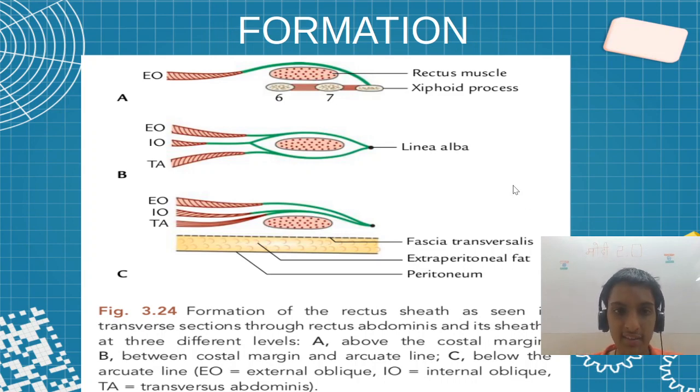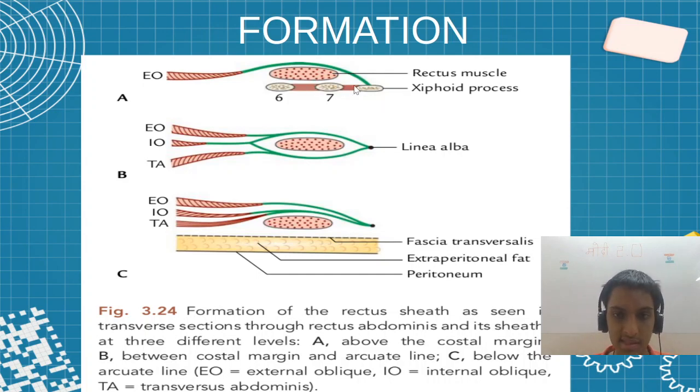You're finding that from the external oblique we are getting some aponeurosis coming. That aponeurosis is going to enclose the rectus muscle. That is the rectus abdominis muscle, and it will end, touching the xiphoid process, which is also surrounding the 6th and 7th rib. With the muscle, the intercostal muscle will also be attached.